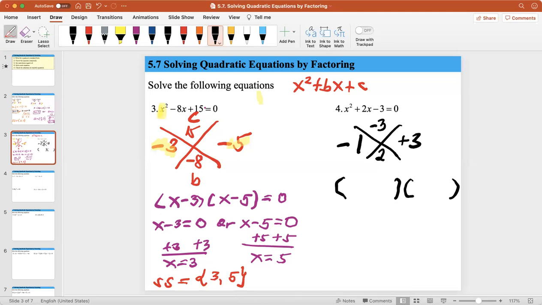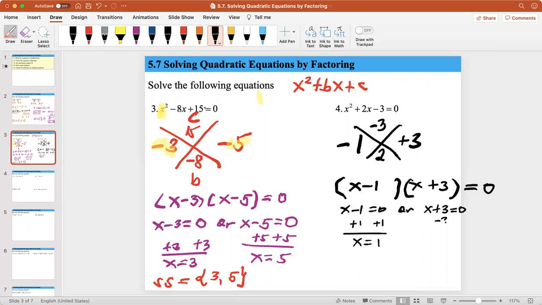The x minus 1 and x plus 3 equals 0. We set its factor to 0 now and then solve it. x minus 1 equals 0, or x plus 3 equals 0. This is plus 1, plus 1. And we have x equals 1. How about here? Minus 3, we have x equals negative 3. And of course, our solution set in this case is the set negative 3, 1.